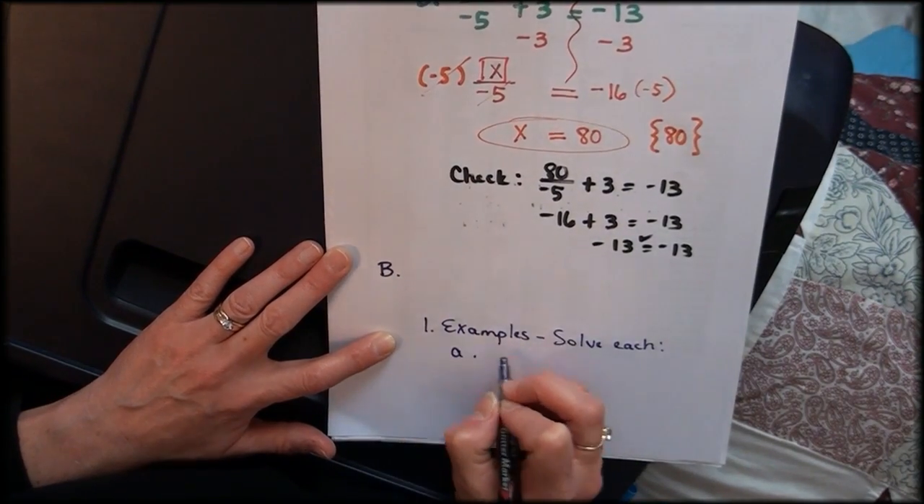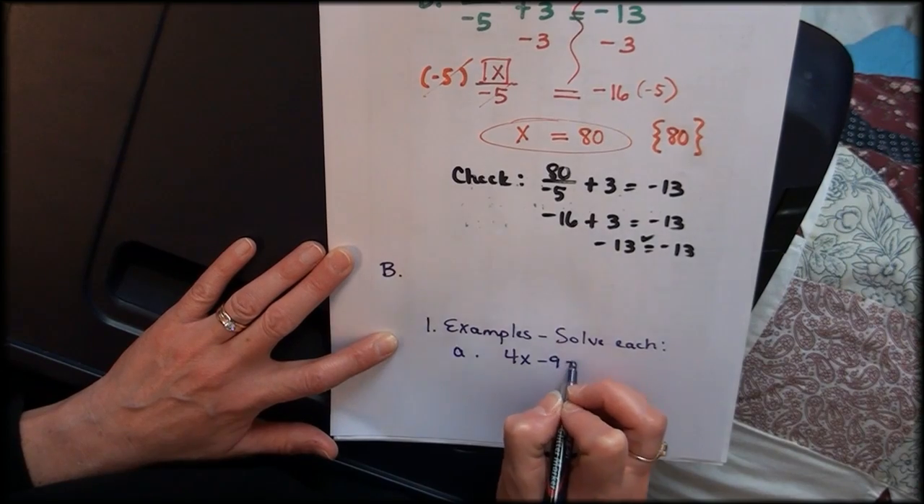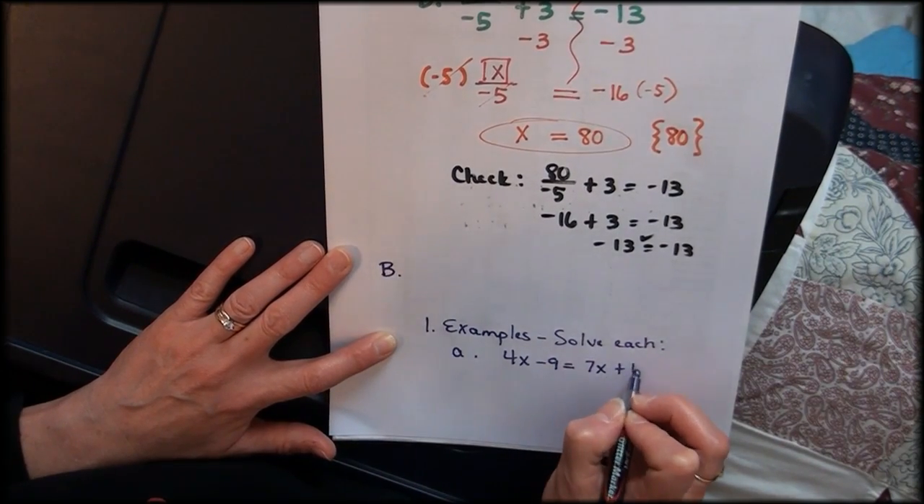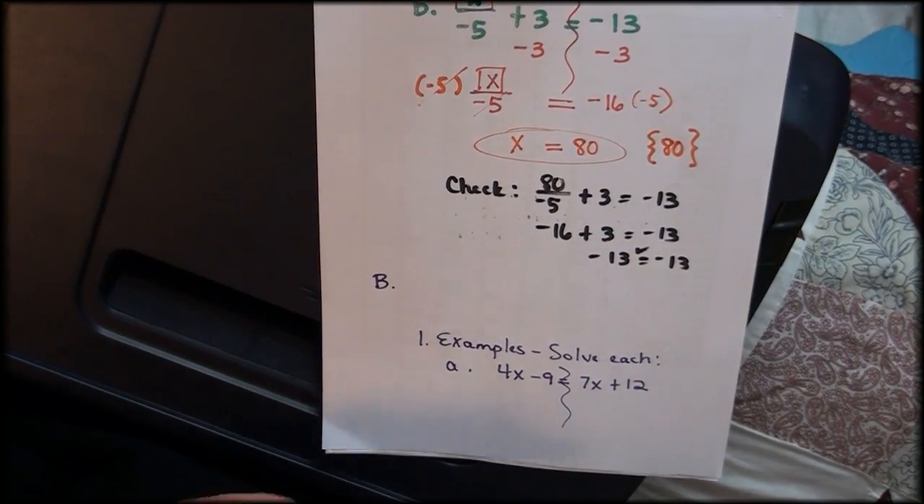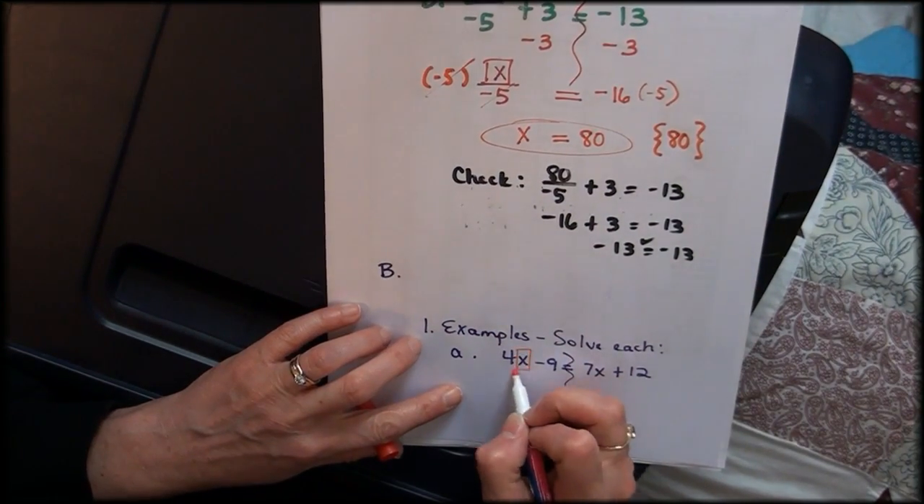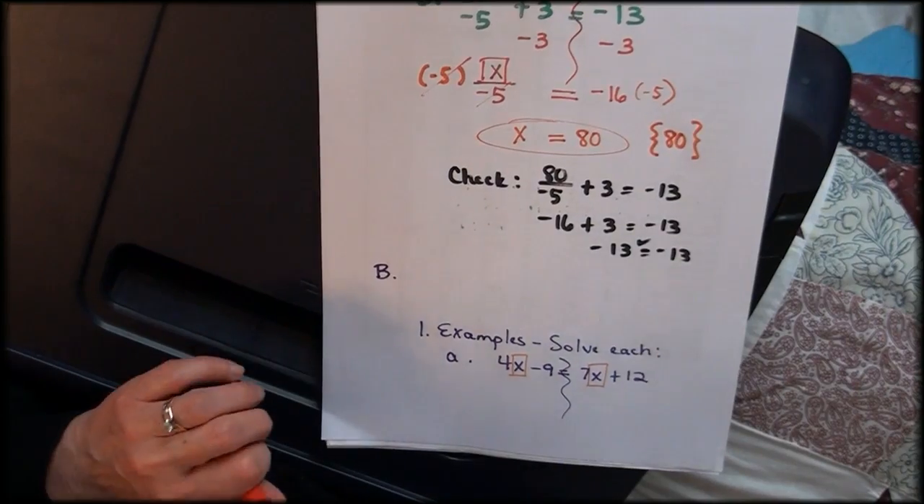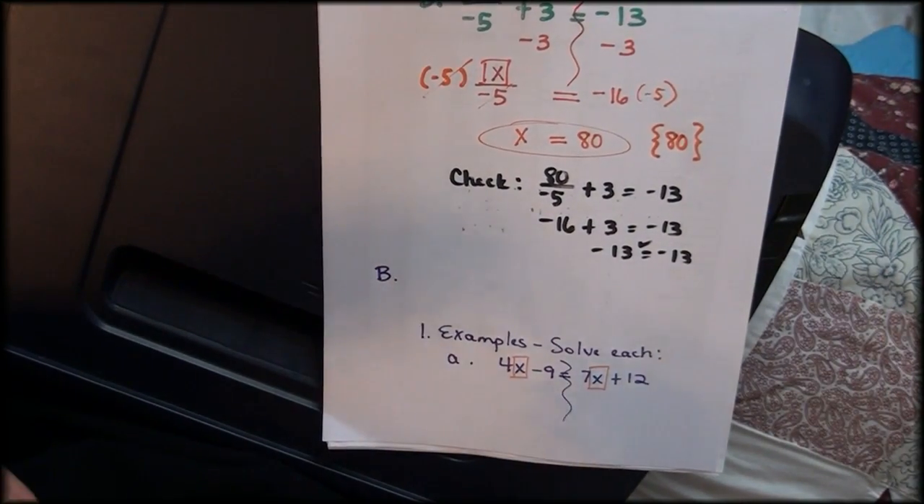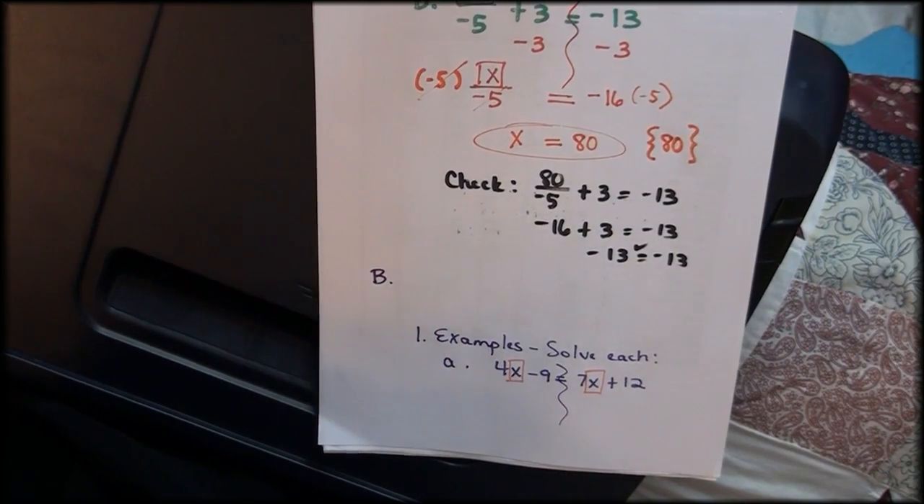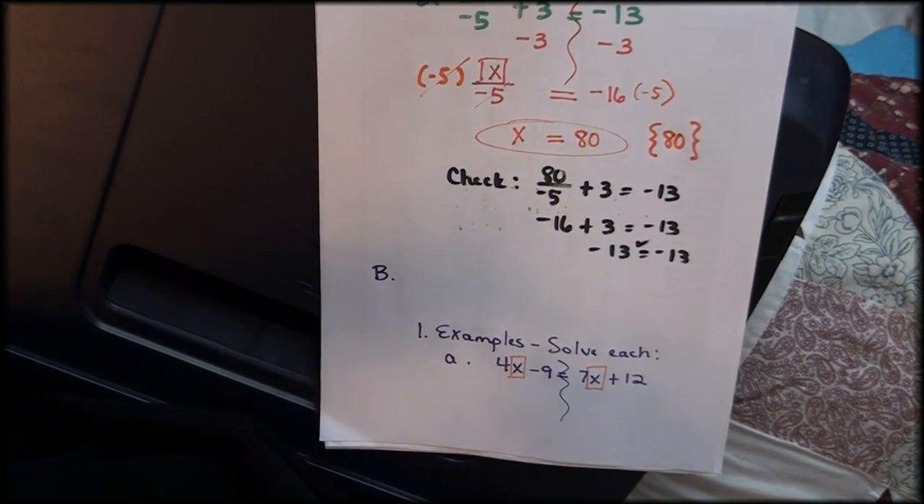Let's say that we've got 4x minus 9 equals 7x plus 12. Once again, here's that wall. Notice that in this case, there's my variable. Aha, there's my variable. It's spread across two sides of the equal sign. Well, based on what I know before, and one of the things I like about math is a lot of times we kick back to things that we already know.